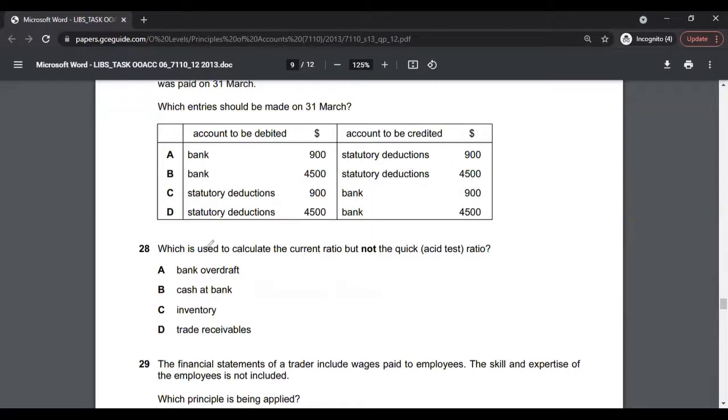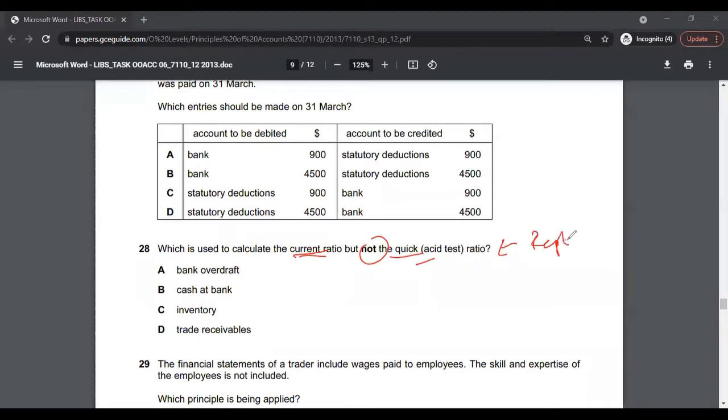Multiple choice 28, which is used to calculate the current ratio, but not quick ratio. Again, I would say this is a repetitive question. If you have been following my series, I hope you have been, you would have seen these questions are repeating themselves. And if you remember the formulas, they are fairly easy. The answer to multiple choice 28 is actually option C. Inventory is not used to calculate the quick ratio.